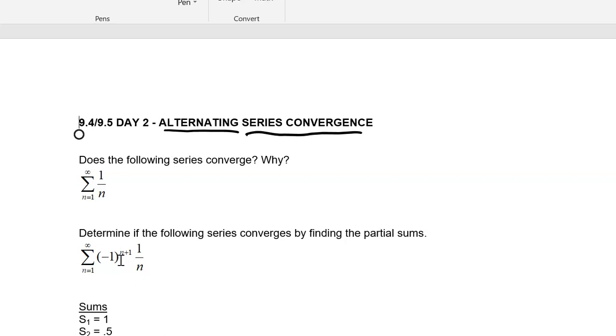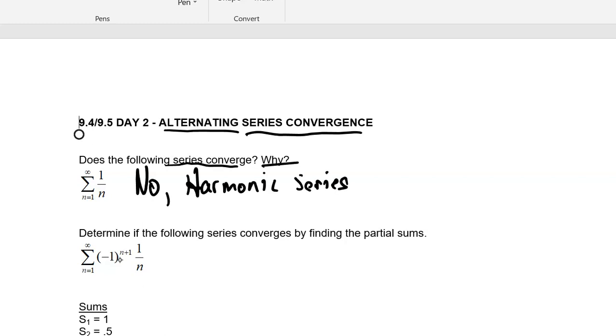So for an alternating series, we're going to start with this idea. Does the following series converge? If we look at this very first one, hopefully we can right away say this is a no, because that's your harmonic series. We spent a lot of time on that yesterday, or whenever you watched the previous video, and everybody knows the harmonic series diverges.